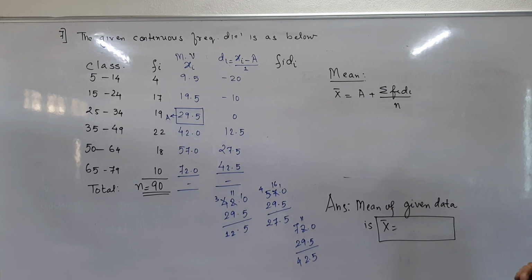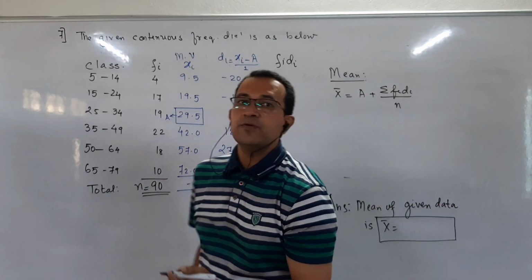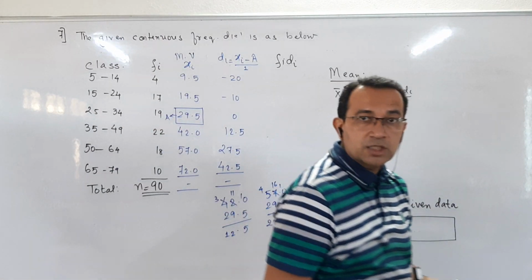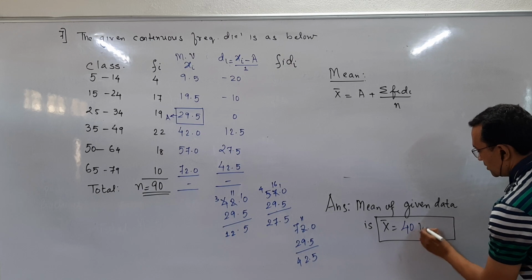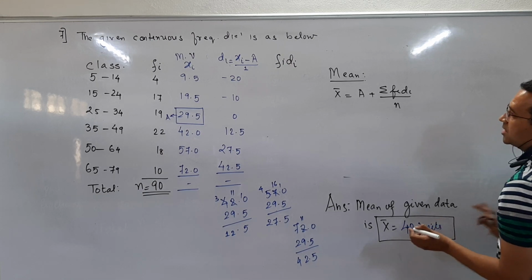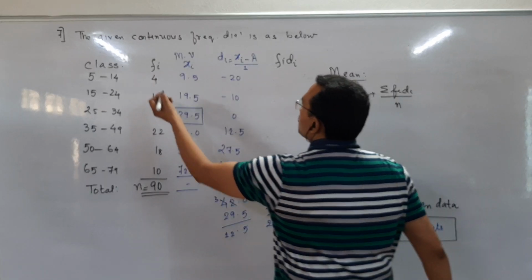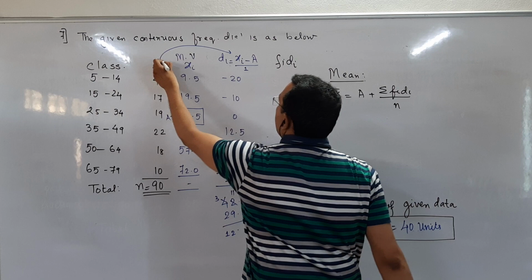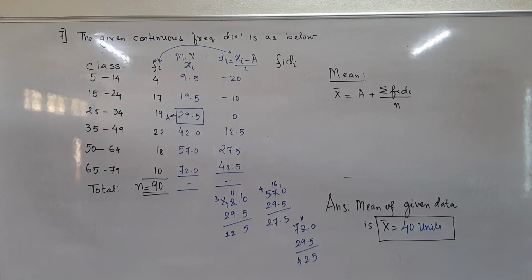Complete the column of FiDi. Into C will not come because we have not divided by any value. Final answer will turn out to be 40 units. Students, now I can leave this much for you to complete. Please use your simple calculator. You have to multiply Fi and Di, not Xi and Di. In a hurry, some of you multiply Xi and Di, then students, your answer will be wrong.